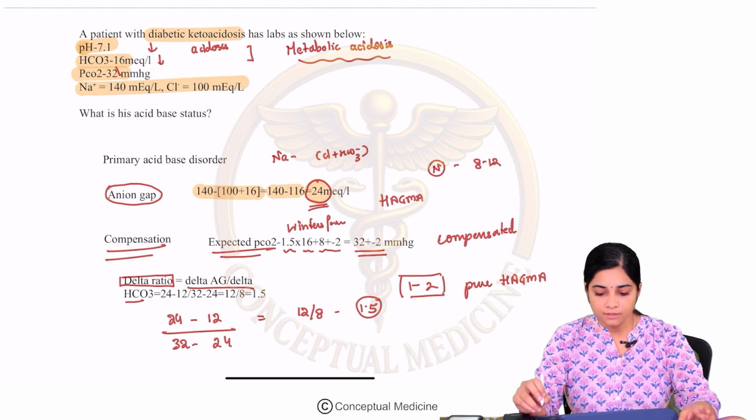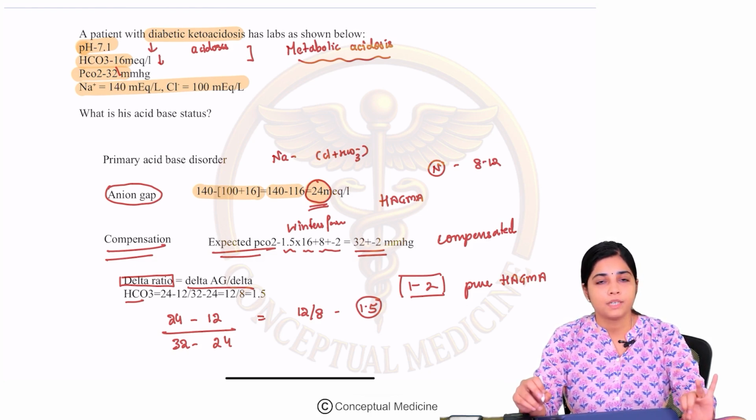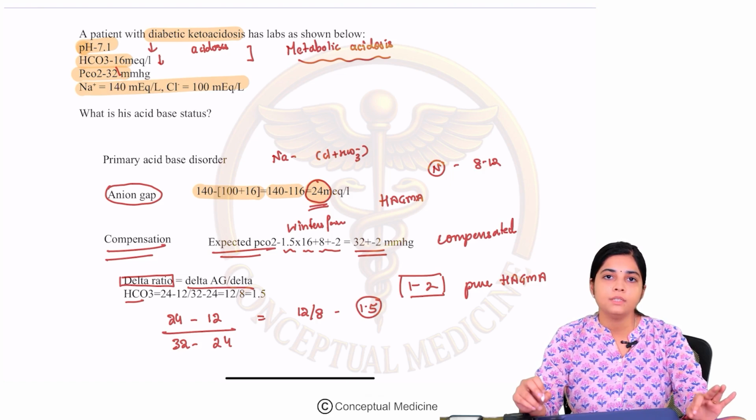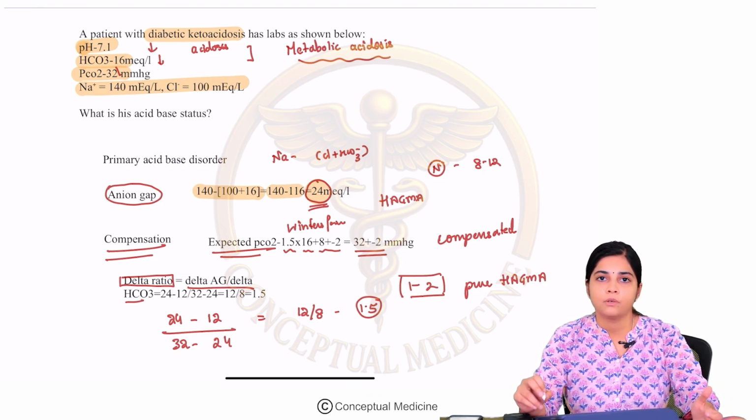Alright? Fine. So this is about your approach to your ABG. So what are the basic steps in the approach to the ABG? We have to look at the primary acid-base disorder. Then we have to look at the compensation to see if it's adequately compensated or not. In a metabolic acidosis, calculate the anion gap. See if this is a high gap or a normal gap. Once that is done, you have to look for the delta ratio and see if there are any additional disorders along with it.